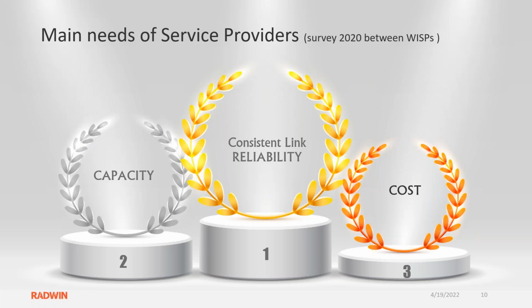All right, needs of service providers. What are the three things that they really want most? Number one, consistent link reliability. They want happy customers. They want customers to have the best possible user experience. Number two, they want to be able to handle the capacity, speed as well as user density. How many APs and how many subscribers can I get on my system? And then number three, cost. I've got to be able to do it where I at least have the ability to make some money off of it. I've got to have that revenue.